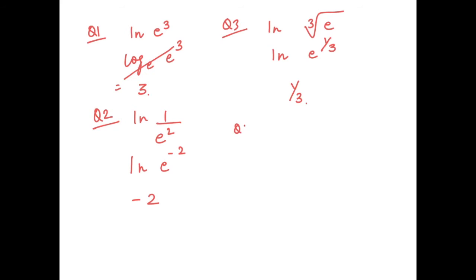Let's try one more, ln of e to the power a times e to the power b. We remember the exponential rules: if the base is the same, the powers will be added. So it will be e to the power a plus b, and the answer would be a plus b. One more example, ln of e times e to the power a. It means the base is the same, so the powers will be added. e means e to the power 1. So it will be e to the power 1 plus a, so the answer would be 1 plus a.